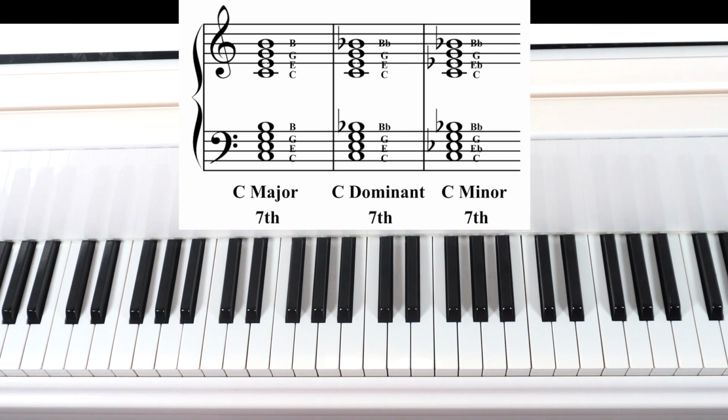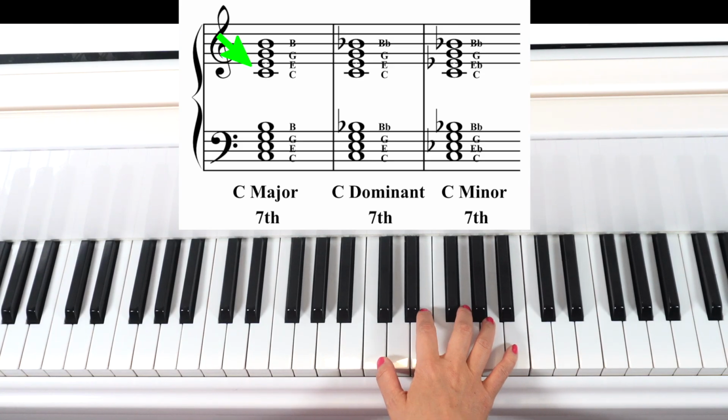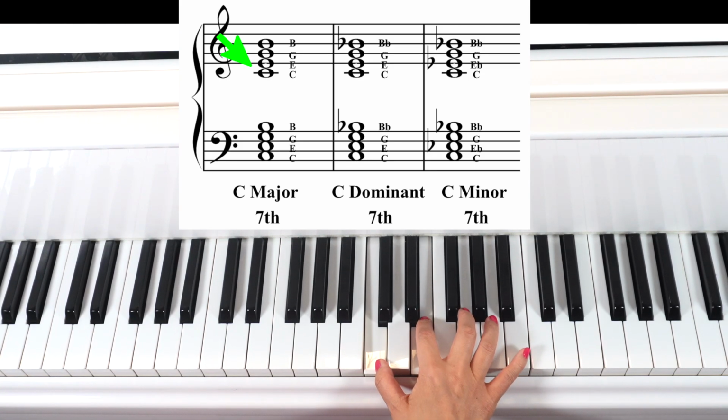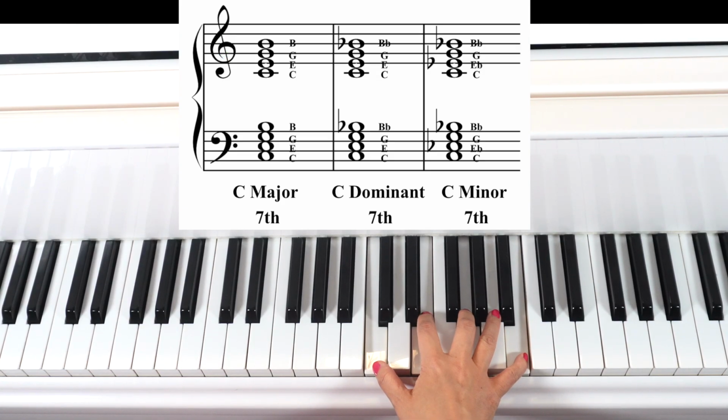We are going to play through some chord extensions. So a C major seventh is made up of a C major chord. A C major chord is C, E, G. And then we add a major seventh to that. So that is a B. So this is a C major seventh chord.